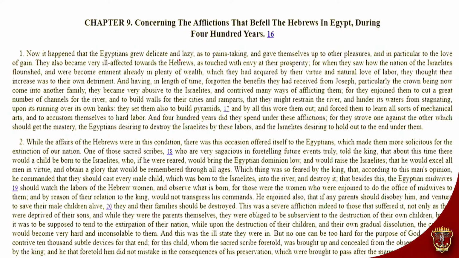We didn't want it to overflow over here or over there, right? And then it said, on top of what we all know, we were building pyramids for them. Read. And by all this they wore them out and forced them to learn all sorts of mechanical arts and to accustom themselves to hard labor. So again, we already loved to labor, but we were husbandmen, we were shepherds. It said they taught us to get into the mechanical arts.